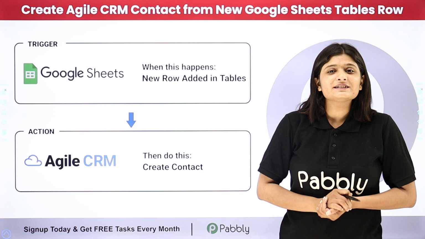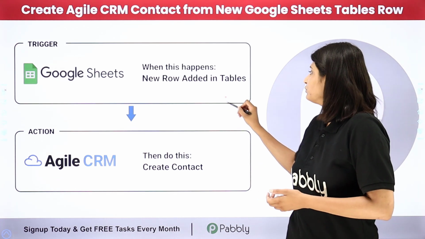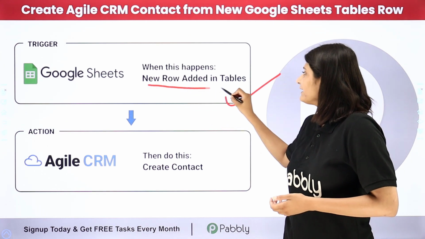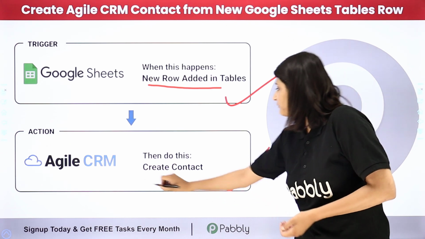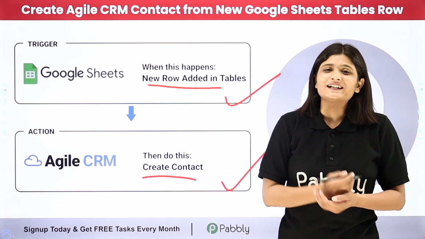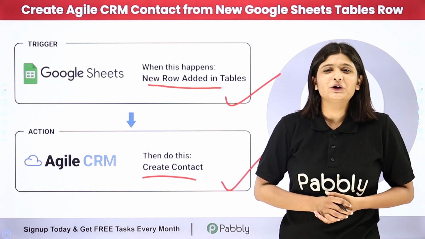Pably Connect runs on two principles, which is triggers and action. Here as my trigger application, I will take Google Sheets where the new row will be added in tables, and in my action application, I will take Agile CRM where the contact will be created automatically. If you want to learn this amazing automation step by step, let me take you all to my screen.